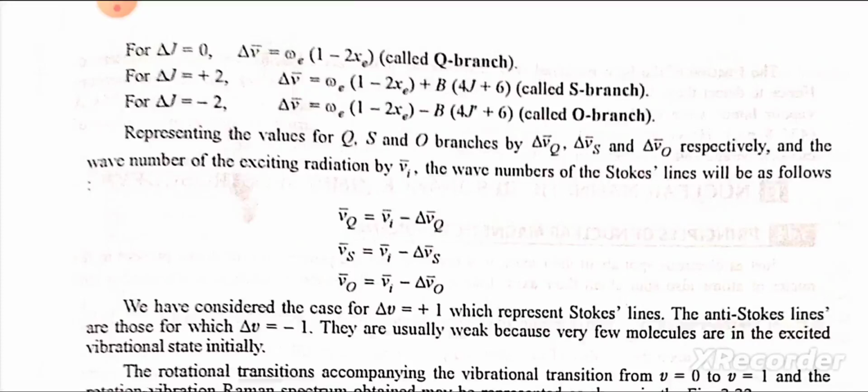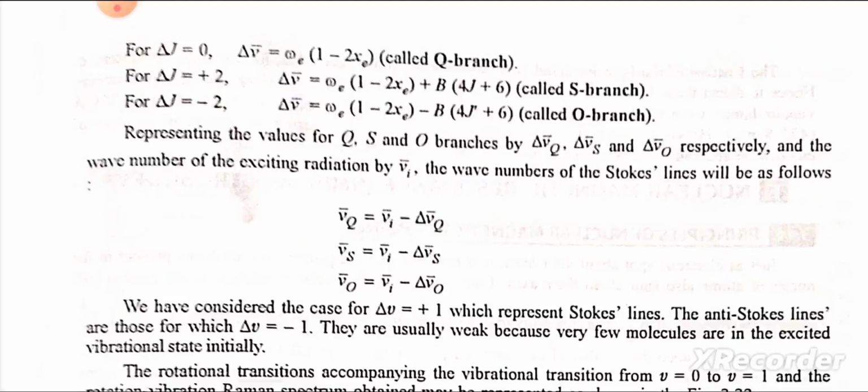Representing the values for Q, S and O branches by Δν̄_Q, Δν̄_S and Δν̄_O respectively, and the wave number of the exciting radiation by ν̄_i, the wave numbers of the Stokes lines will be as follows. ν̄_Q is equal to ν̄_i minus Δν̄_Q, ν̄_S is equal to ν̄_i minus Δν̄_S, ν̄_O is equal to ν̄_i minus Δν̄_O.